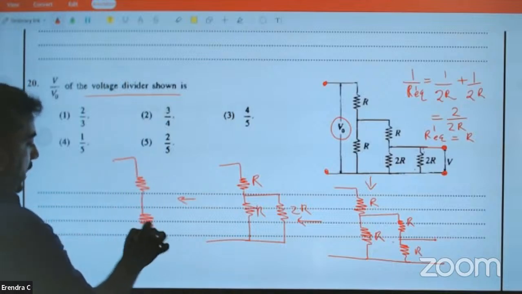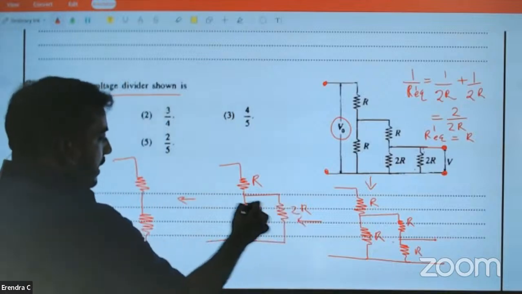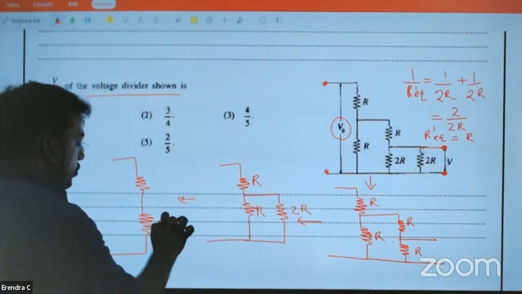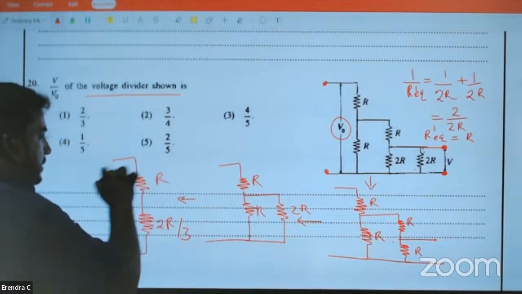How do you get the equivalent? Very simple. Multiply both, 2R squared, divide by addition, 3R. So 2R divided by 3 here. Right. Look at the board now.